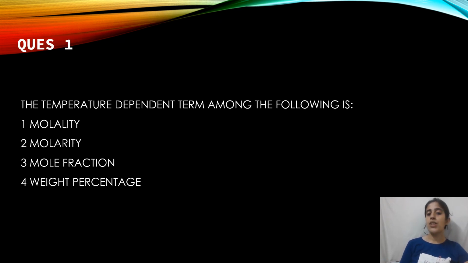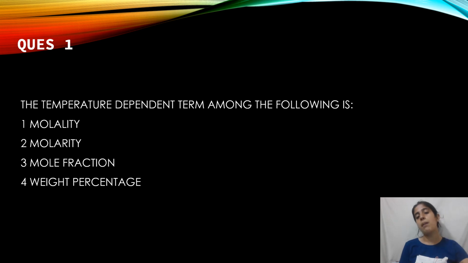First question is, the temperature dependent term among the following is molality, molarity, mole fraction and the weight percentage. Molality is the number of moles divided by mass of solvent in kg. Molarity is the number of moles divided by the volume of solution in liters. Mole fraction is the number of moles divided by total number of moles, and the weight percentage is the weight of the solute divided by weight of solution multiplied by 100.